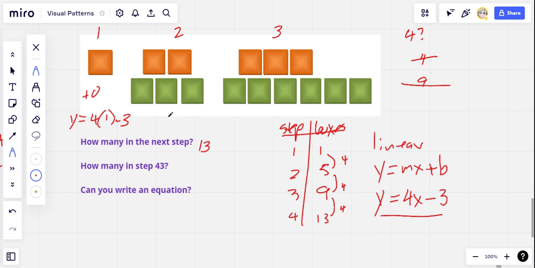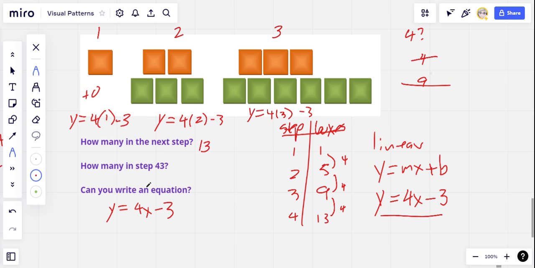Let's try it with a couple of steps. Let's put it into step number 2. So y equals 4 times 2 minus 3. 4 times 2 would be 8, minus 3 would be 5. Yeah, that's how many boxes here. How about step 3? y equals 4 times 3 minus 3. That'd be 4 times 3 is 12, minus 3 is 9. Yes. Okay, so this equation is working to express the number of boxes in the pattern.